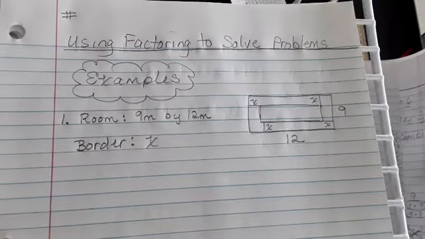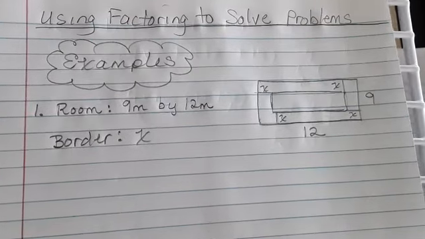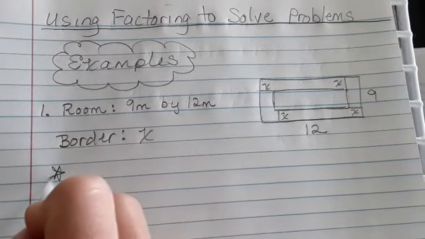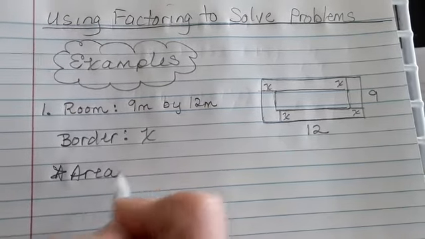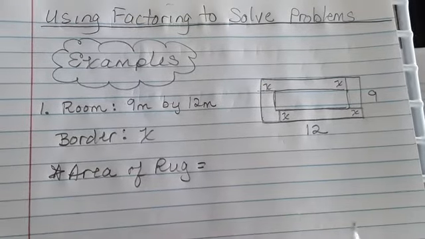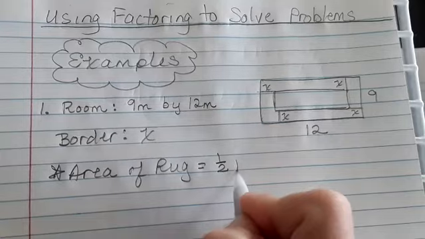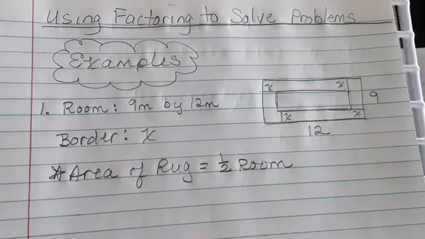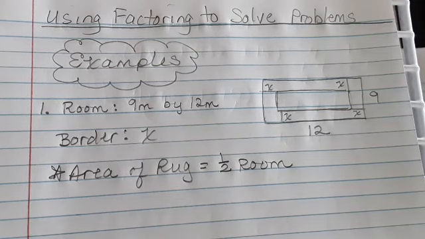Now, one more thing that we're going to be given here is the area of the rug is going to be half the area of the room. So this is the information that's given to you. We're going to write an equation to represent the situation, but we'll have to solve it using factoring, as we did at the end of the last chapter.